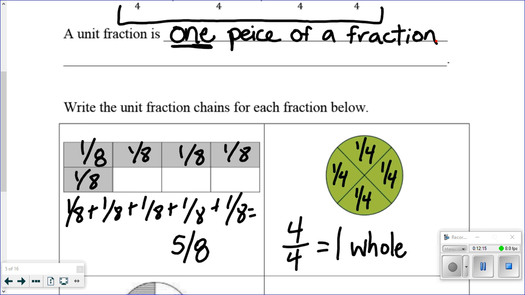All right. We're going to look at some other things that are worth the same amount in fractions, just like we did in numbers.